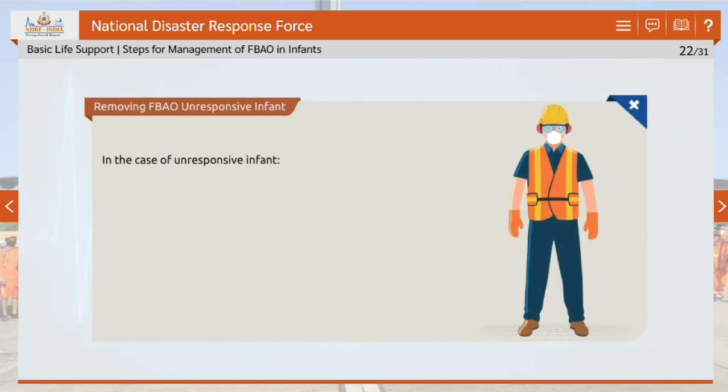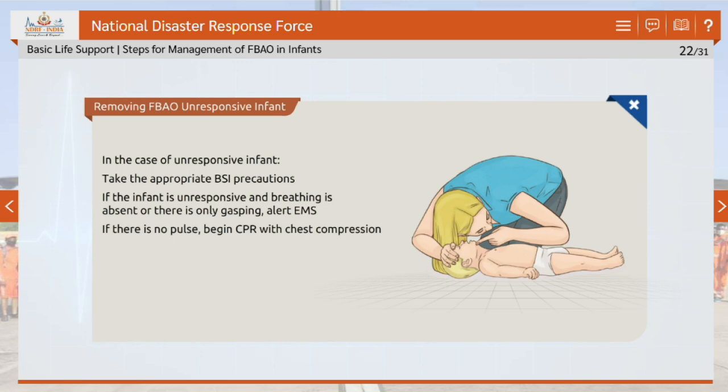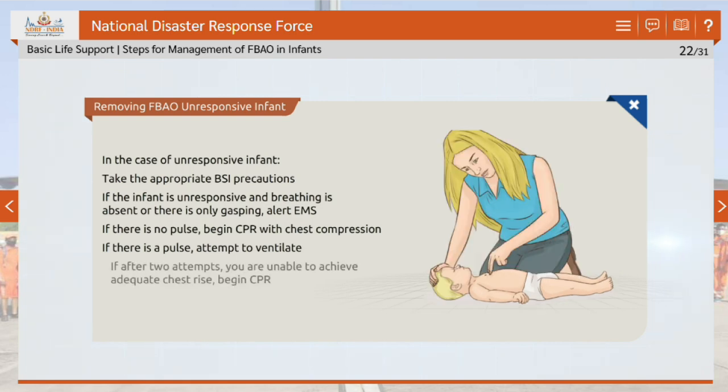In the case of unresponsive infants, take the appropriate BSI precautions. If the infant is unresponsive and breathing is absent or there is only gasping, alert EMS. If there is no pulse, begin CPR with chest compression. If there is a pulse, attempt to ventilate. If after 2 attempts, you are unable to achieve adequate chest rise, begin CPR.